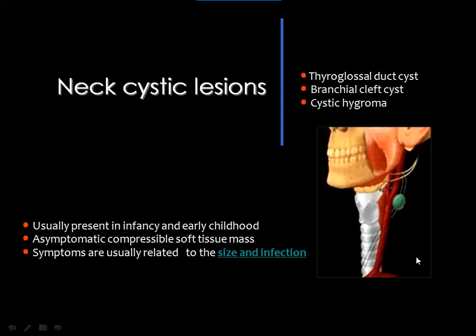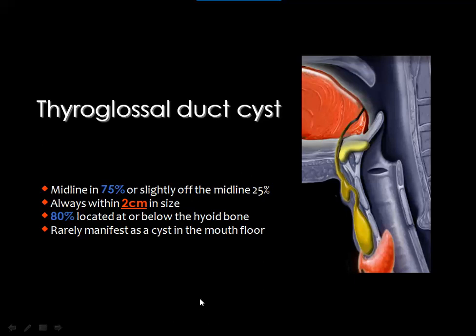If you see the cyst is laterally located, then look to its size. If it is small, it is most likely a branchial cleft cyst. If it is big, then you are dealing with most likely cystic hygroma. Then these cystic lesions usually present in infancy and early childhood. They are most commonly asymptomatic and compressible because of their cystic nature, but they are liable for complications, especially infection and the development sometimes of neoplastic lesions within the cyst.